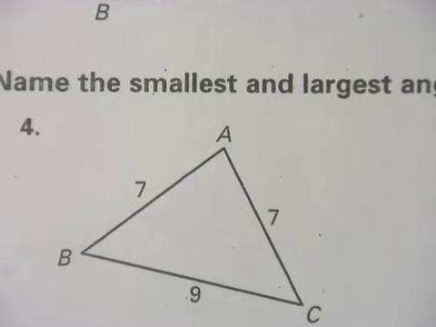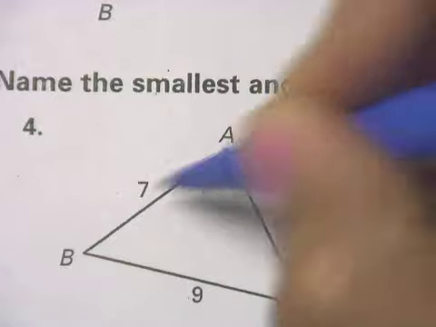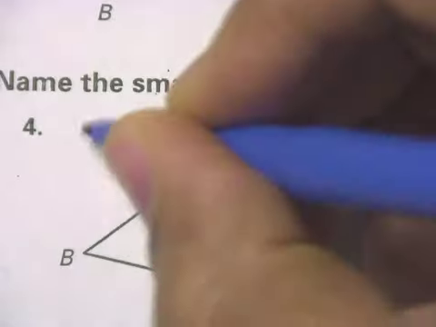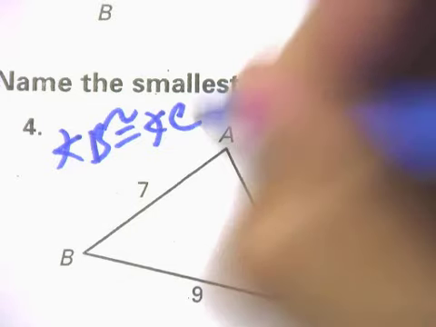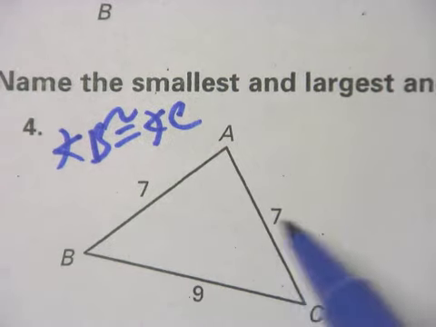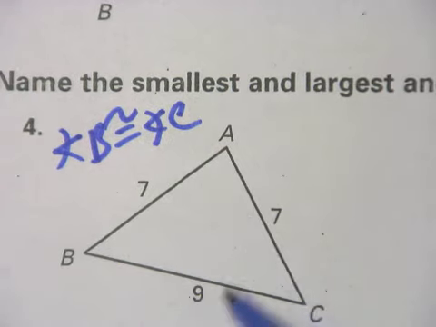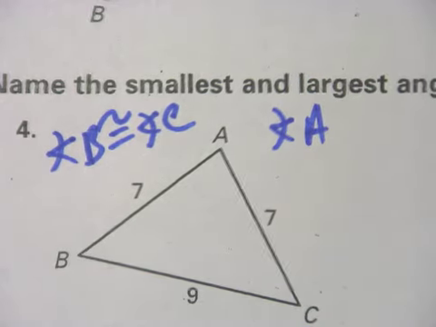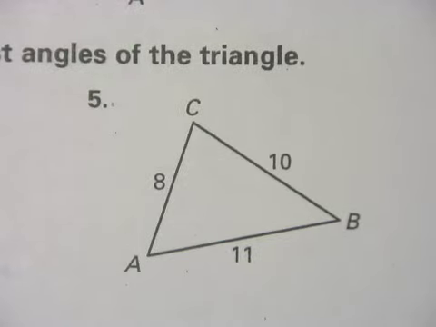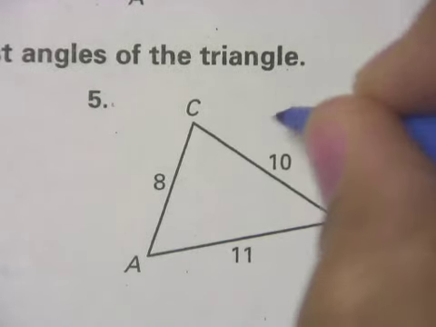Looking at question number 4, they want us to name the smallest and the largest angle. Okay? This should be pretty easy to do. Well, one, we know that this is an isosceles triangle, so their corresponding angles are going to be congruent. So angle B is going to be congruent to angle C. And I'm going to write those first because they're obviously the same size and they're smaller. So obviously angle A is going to be the largest.